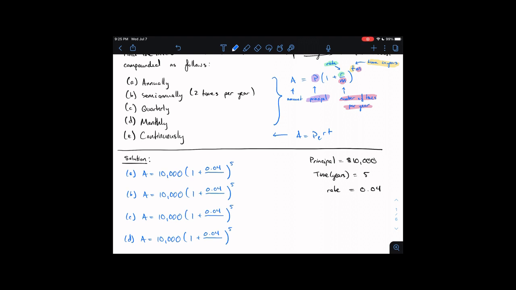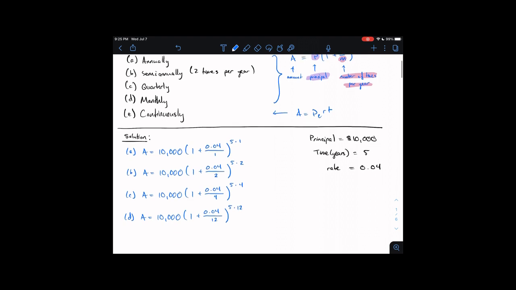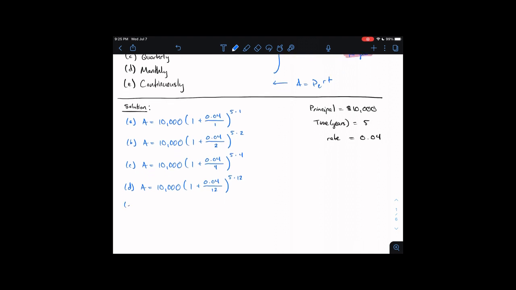So when we do it annually, we only compound once per year. Semi-annually, it's twice per year. Quarterly is 4 times per year. And then monthly is 12 times per year. Now for E, we have the PERT. So 10,000 times E to the rate times time. All right. So now the rest is just a matter of plugging these into your calculator.